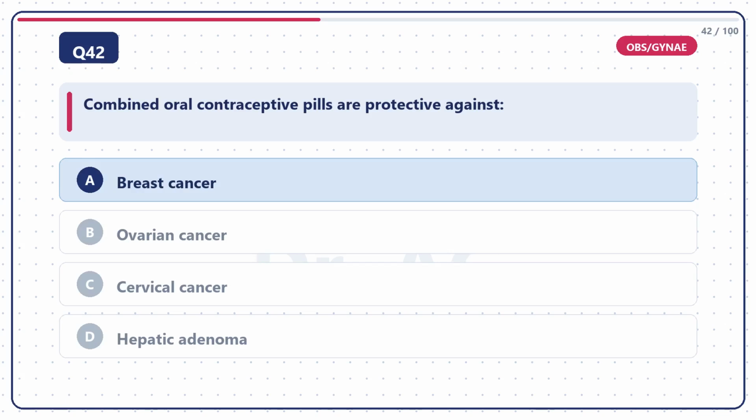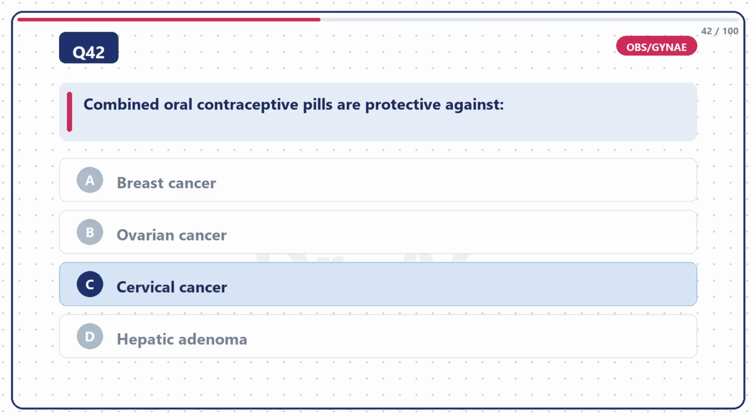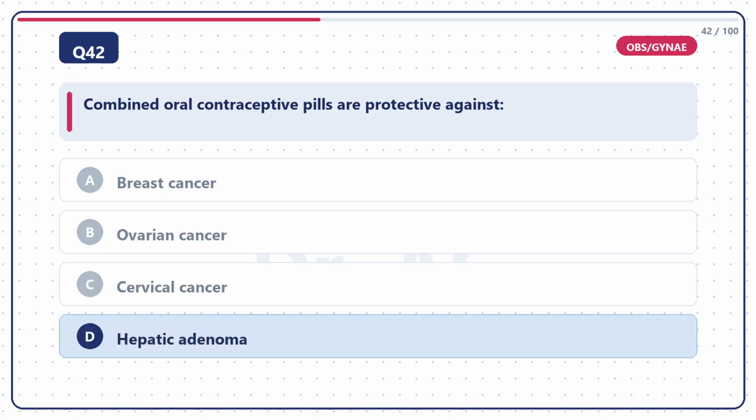Breast cancer. Option B, ovarian cancer. Option C, cervical cancer. Option D, hepatic adenoma.